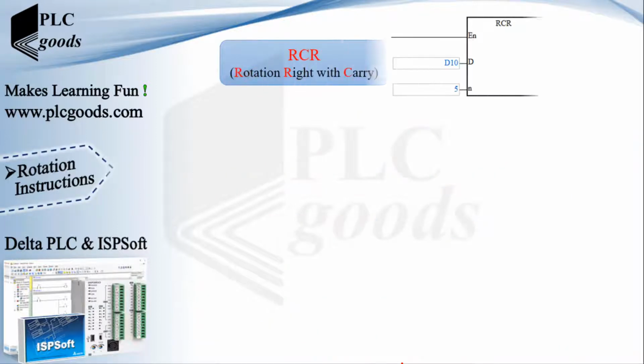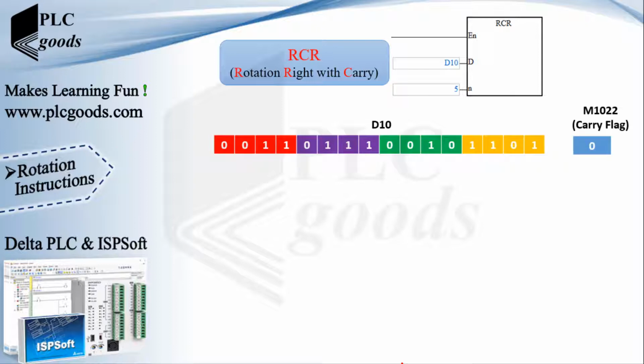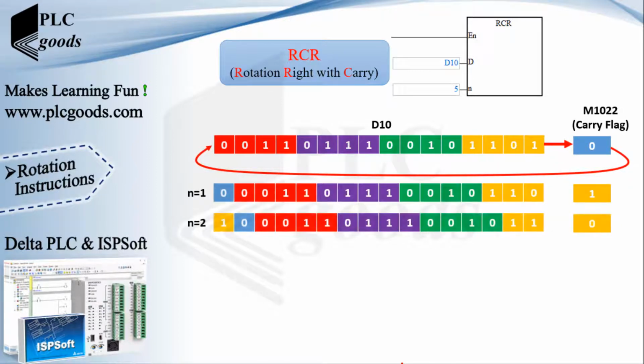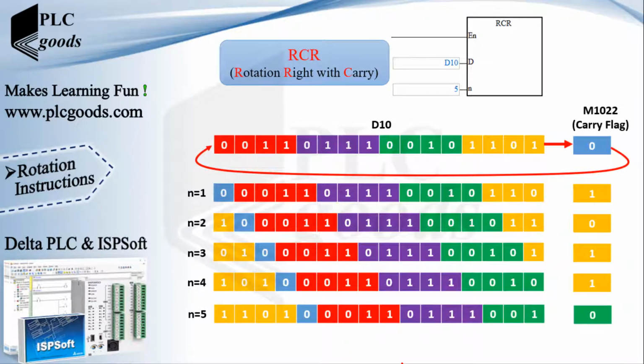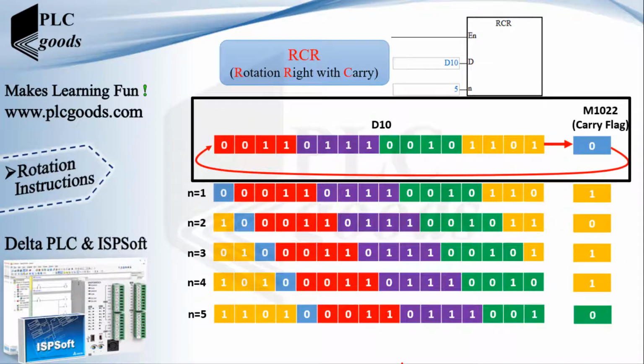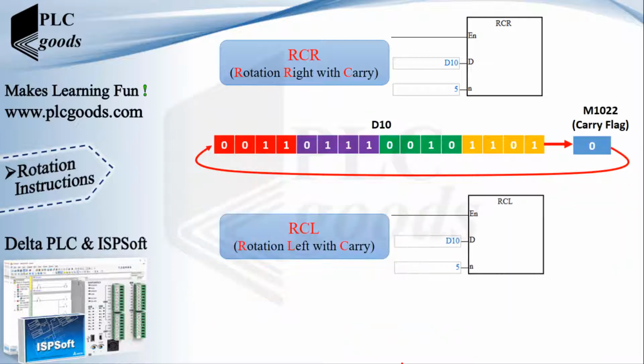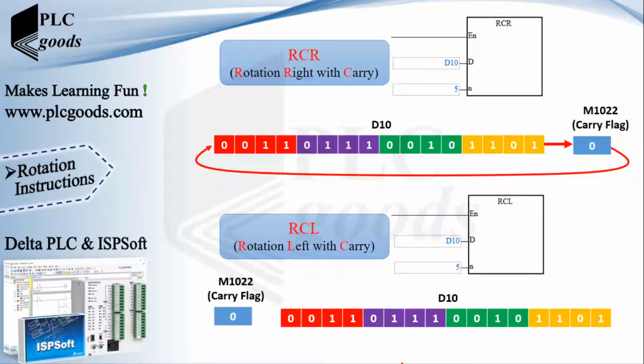The next instruction, RCR, rotation right with carry, works like the rotation right instruction, but the carry flag will be used inside the rotation too. These are the results of this instruction when n is equal to 1, 2, 3, 4, and 5. As you can see, this instruction uses the carry flag bit. So, this instruction rotates 17 bits instead of 16. Also, the RCL instruction rotates the stored bits in D10 and the carry flag, M1022, to the left side for n bits.